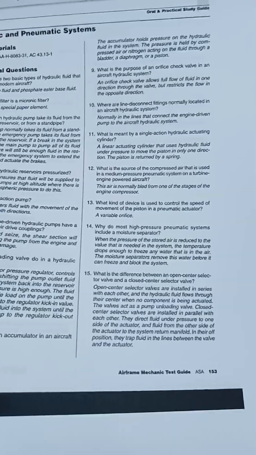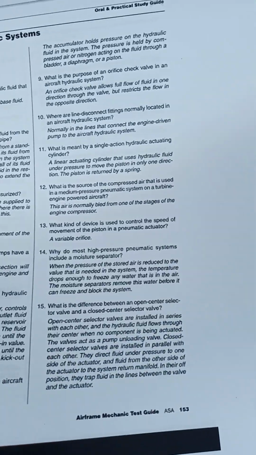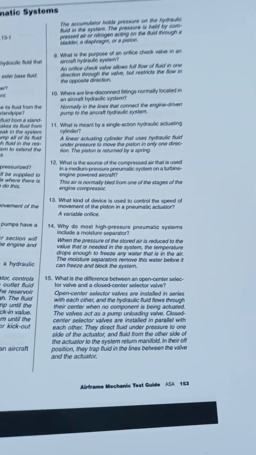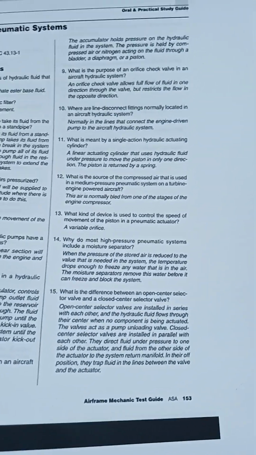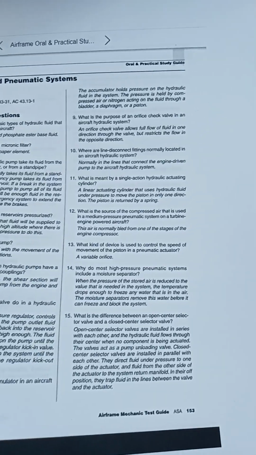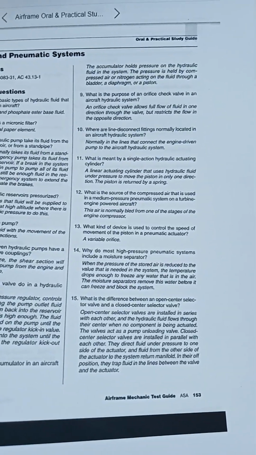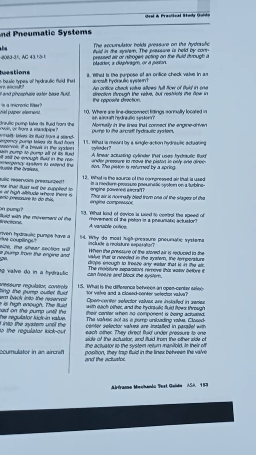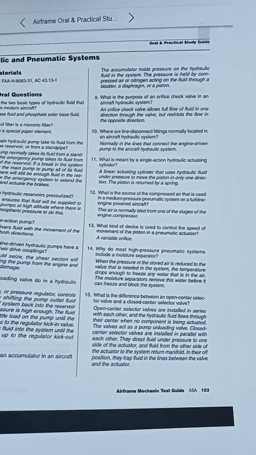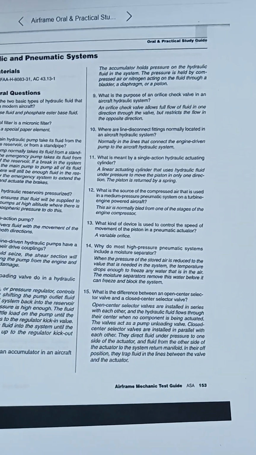When the pressure of the stored air is reduced to the value that is needed in the system, the temperature drops enough to freeze any water that is in the air. The moisture separator removes this water before it can freeze and block the system. What is the difference between an open center selector valve and a closed center selector valve?